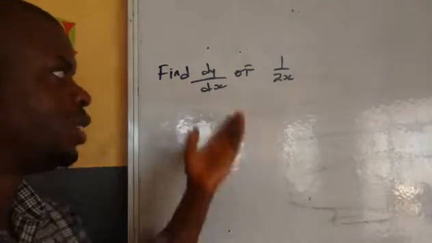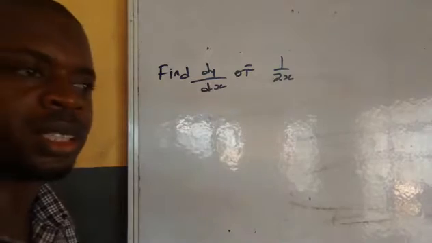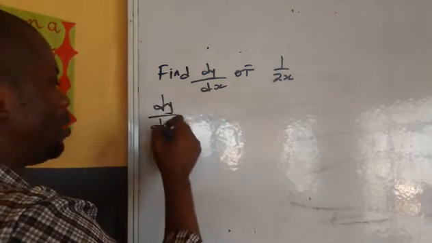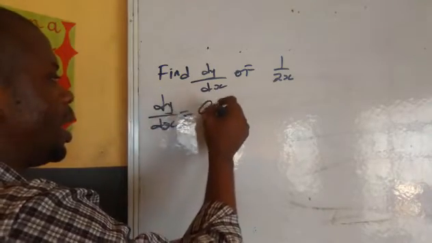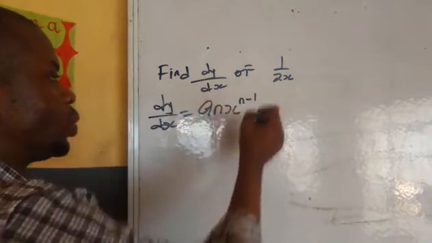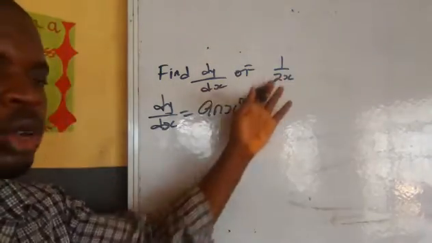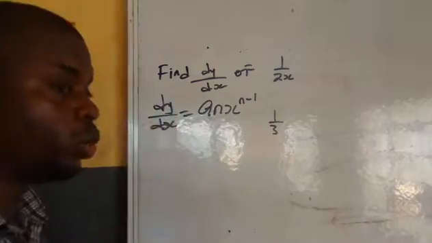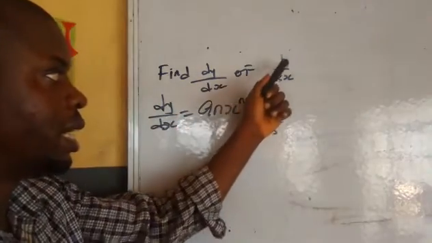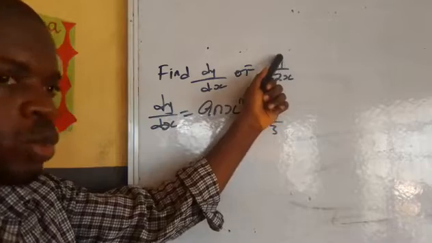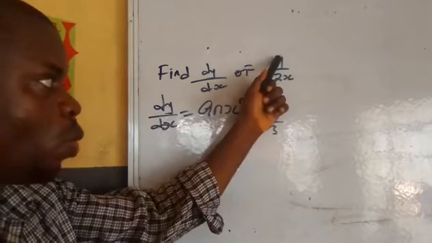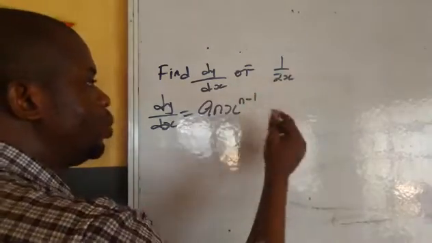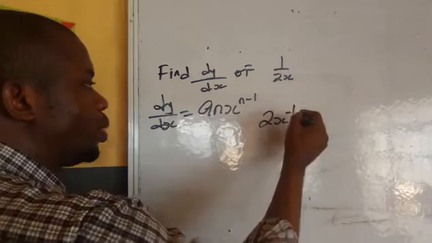Today we are going to find dy/dx of 1 over 2x. The formula to find dy/dx is simple: dy/dx equals a n x to the power n minus 1. If you want to solve a fraction like this, ensure that what you have in the numerator is 1. If you have 1 over anything, just use your indices formula, which means 2x raised to the power minus 1.